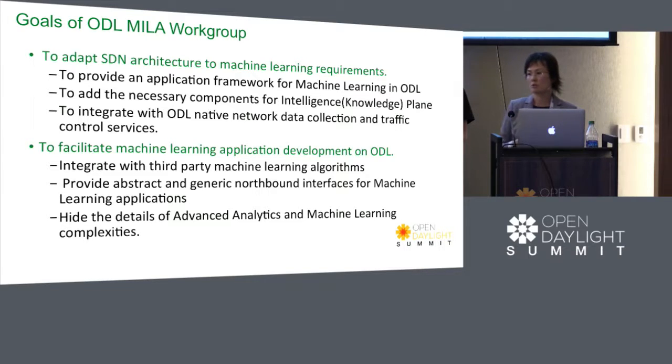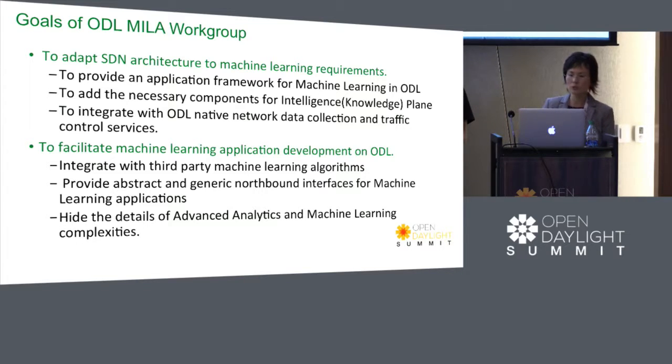Everyone knows that we have the data plane, control plane, application plane, and some talk about a management plane. But in order to satisfy the requirements for machine learning and really achieve intelligence for the network, research papers already talk about needing a knowledge plane and an intelligence plane. As a work group, we would like to experiment to see what actual components we need to add in this intelligence plane. We would also like to integrate with ODL native network data collection as well as traffic control services to make it a holistic end-to-end solution for machine learning.